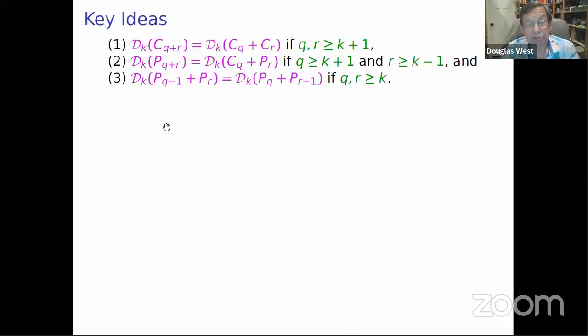So now coming back to this result, I gave you these three special cases in detail because they're not just special cases. In fact, all we need to do to prove the theorem is to prove these three statements.